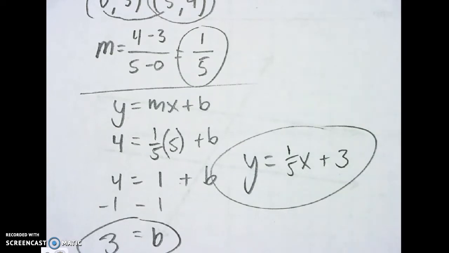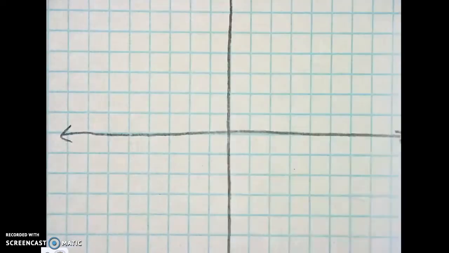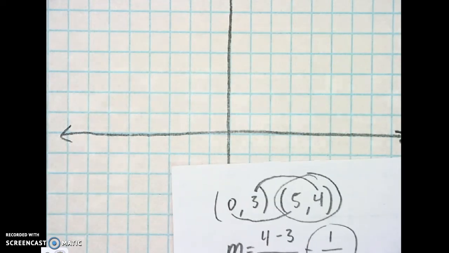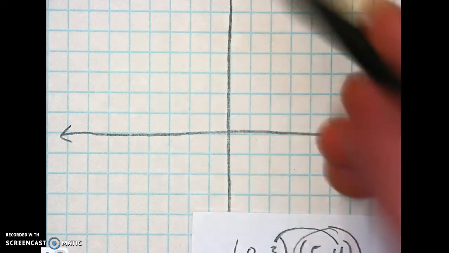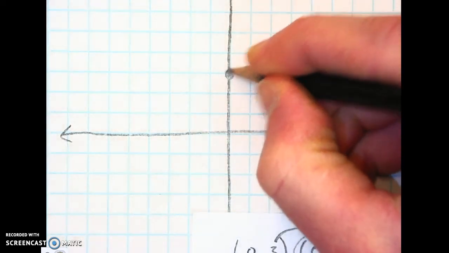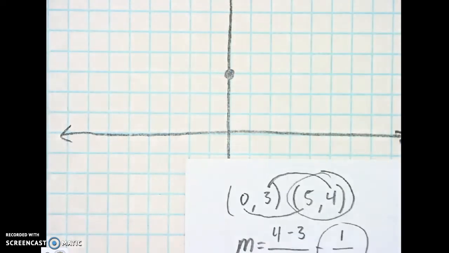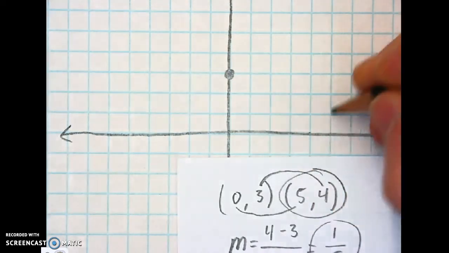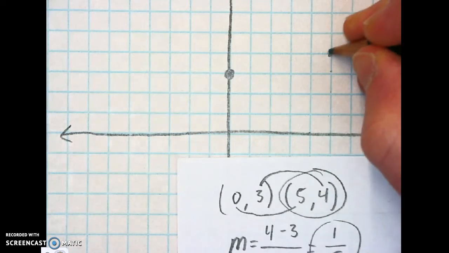Now here's the second way that you could do this. I will provide graph paper for you on the test, and you could plot the points that we got. Let's go ahead and plot these. 0, 3. There's 0, 3, and then I'm also going to plot 5, 4. Over 1, 2, 3, 4, 5, then up 1, 2, 3, 4.